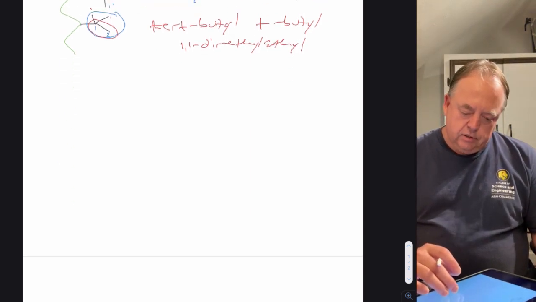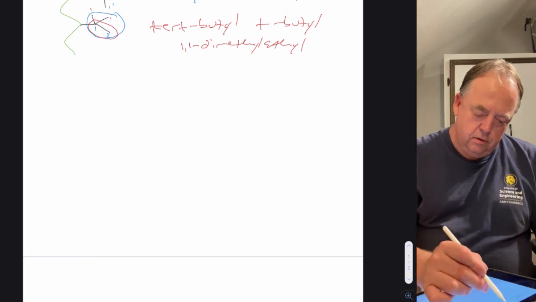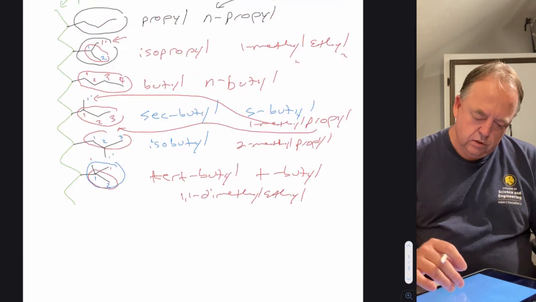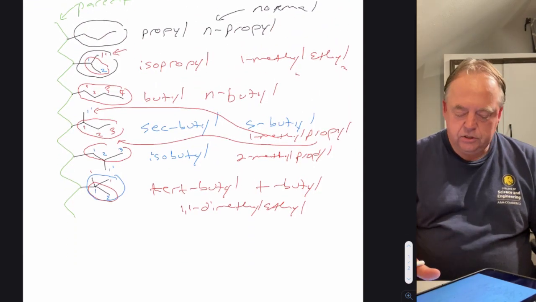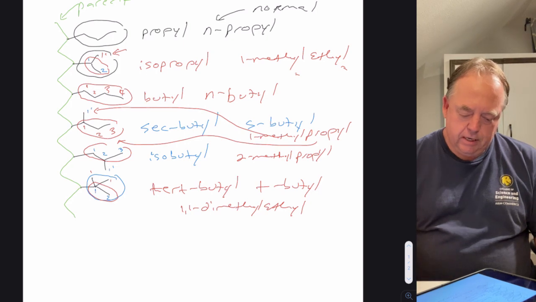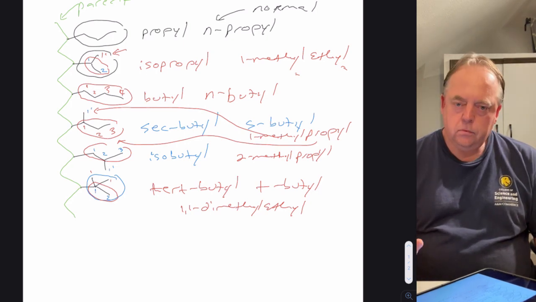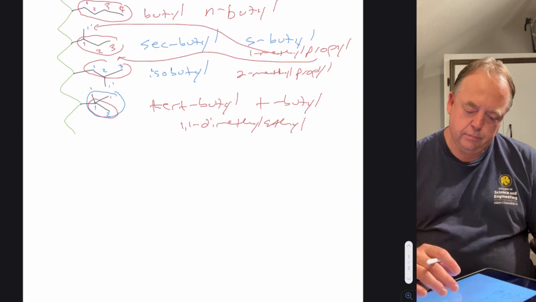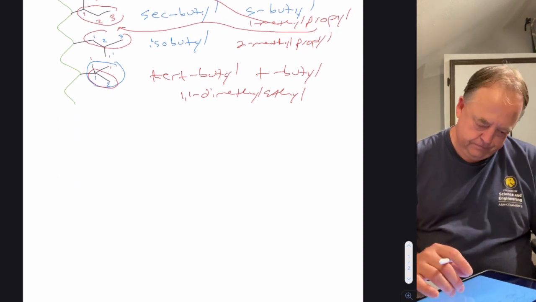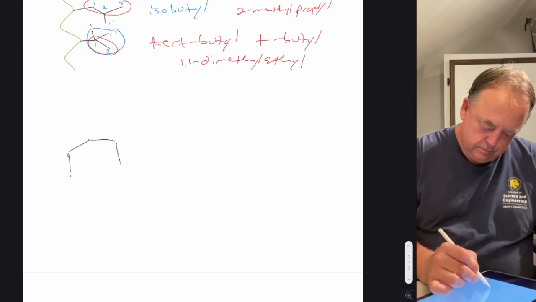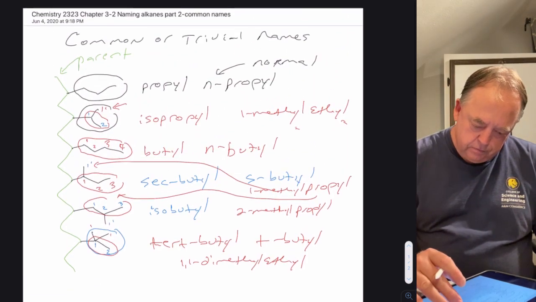Okay, so now let's take some molecules and name them. So you could do the same thing with 5 carbon chains, and there's many different ways to branch 5 carbons, but you're only going to have to know the 3 carbon and 4 carbon ones that are branched. So propyl, isopropyl, butyl, sec-butyl, isobutyl, and tert-butyl. Okay, so if we take some molecules, oh, and let me make the point also.